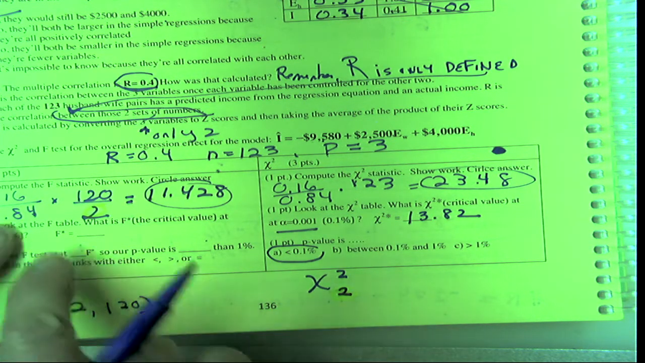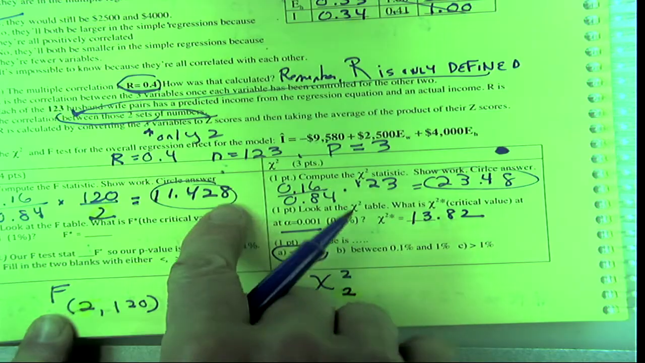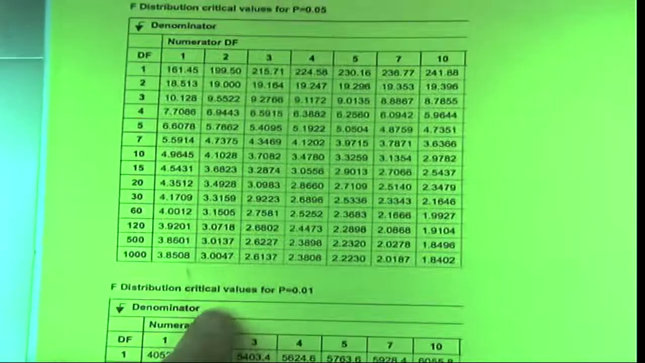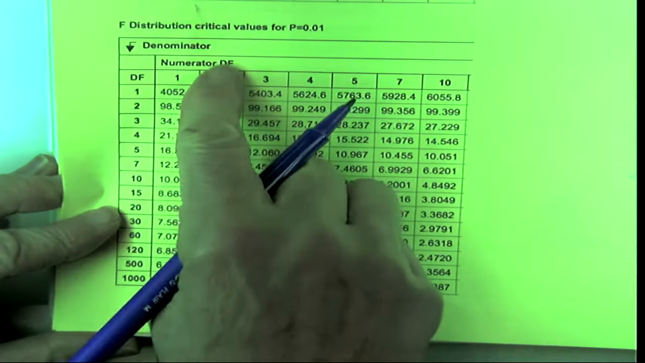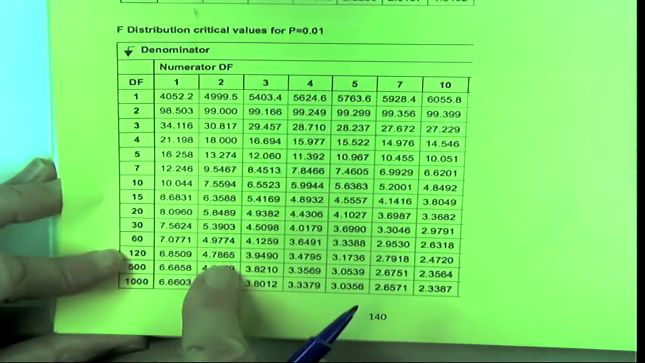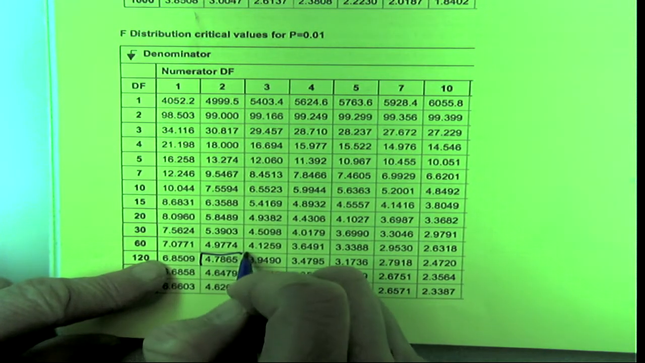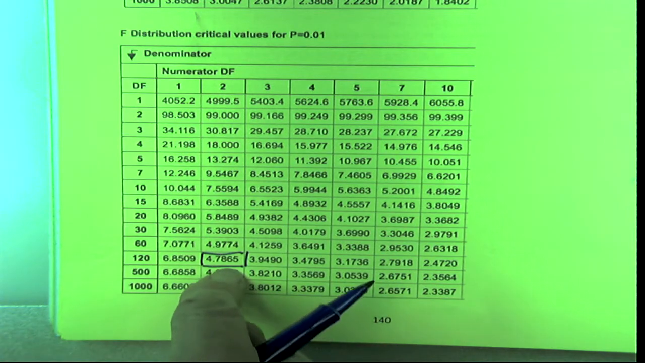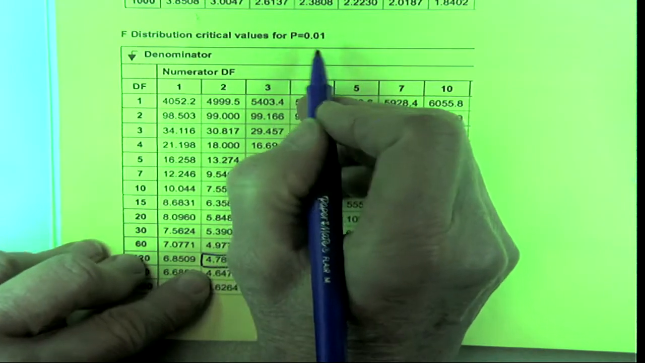Okay. Now this one, look at the f. F with 2 and 120, we need the critical value. We need to compare our f to it. I don't have 0.001, so we're just going to have to make do with this. Now, 2 degrees of freedom in the numerator and 120 in the denominator. So this right here is the critical value. If we're bigger than that, we know we're more extreme and our p-value is less than this.